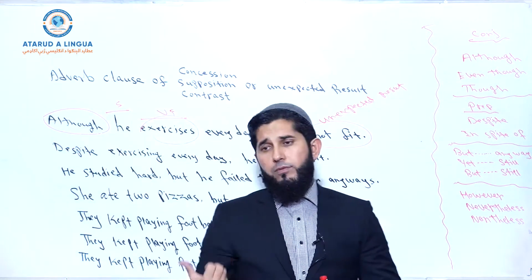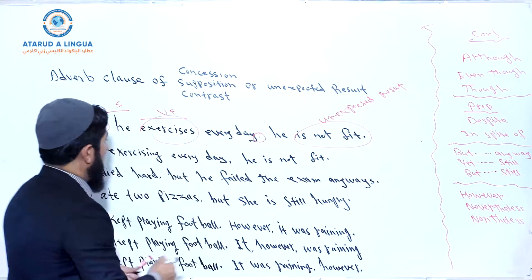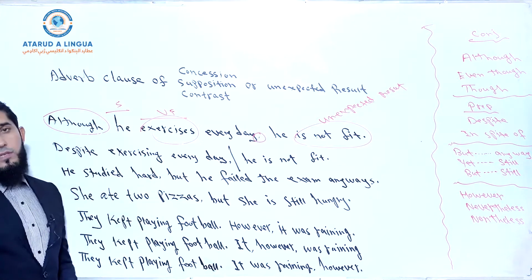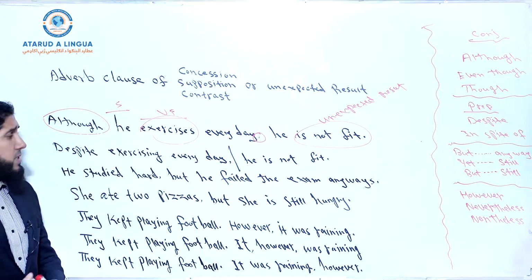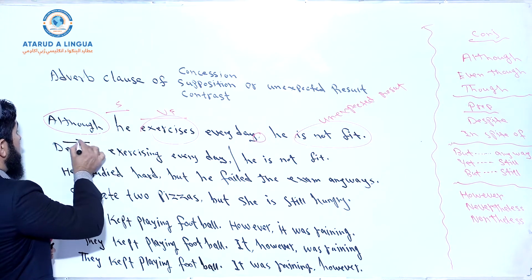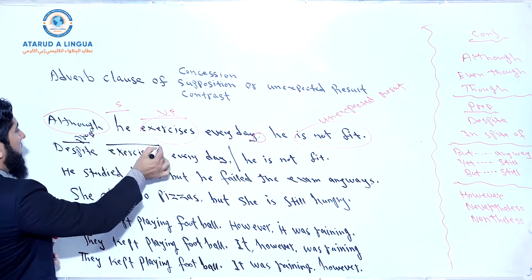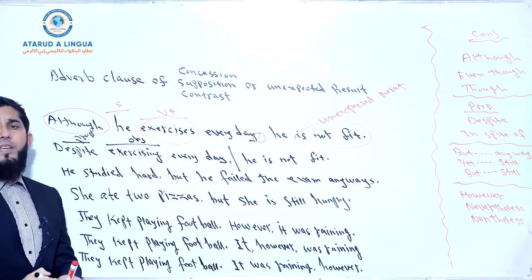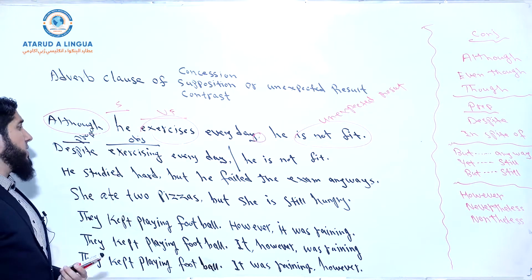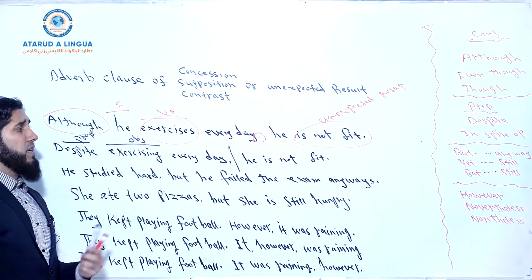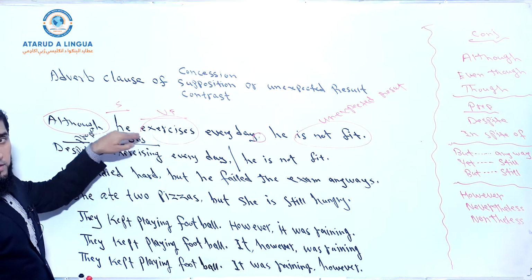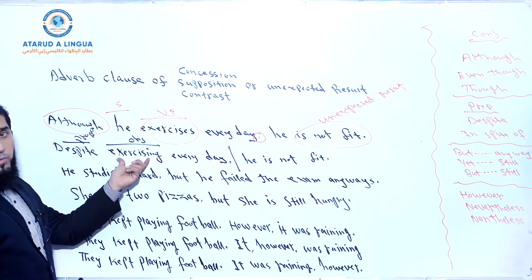Look, exercising every day is a gerund phrase. Up to here, despite exercising every day, it's a phrase. It's not a clause. Why? Because it doesn't have subject plus verb, right? So it's a preposition, and therefore it must be followed by an object. So exercising every day is a gerund phrase which functions as the object of this preposition. Despite exercising every day, in spite of exercising every day, he's not fit. You see the difference now? A conjunction must be followed by subject plus verb, but a preposition should be followed by an object.